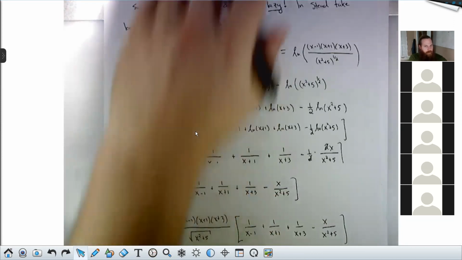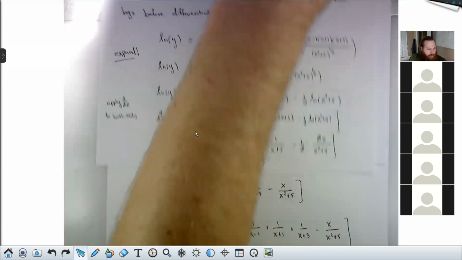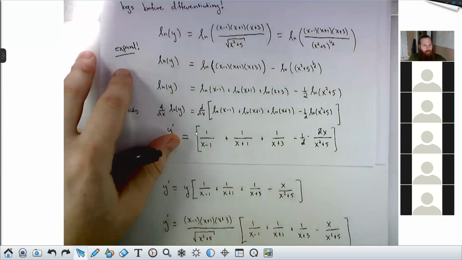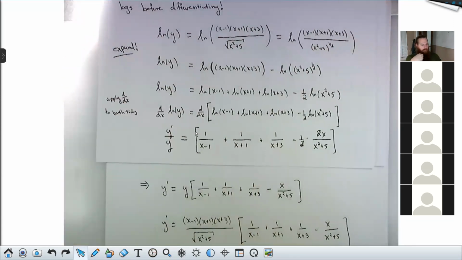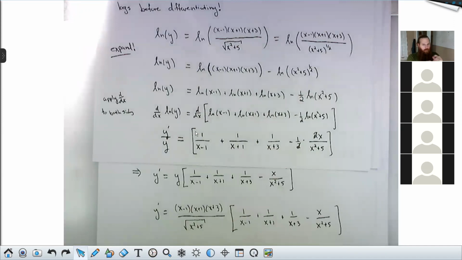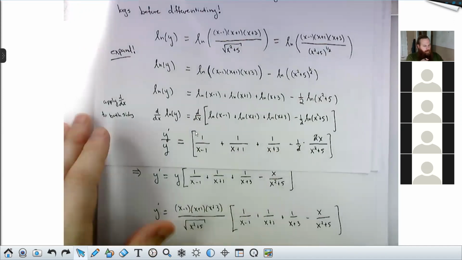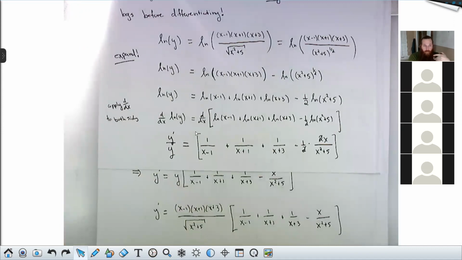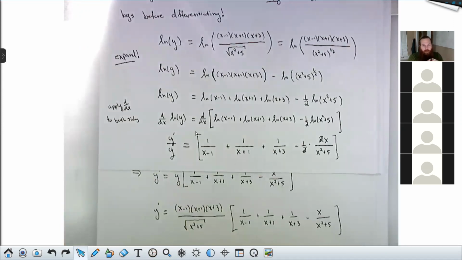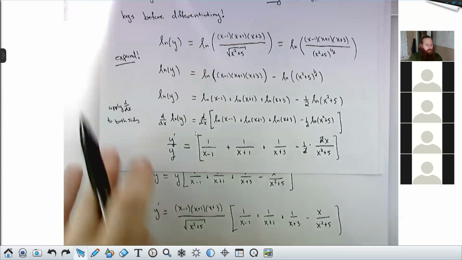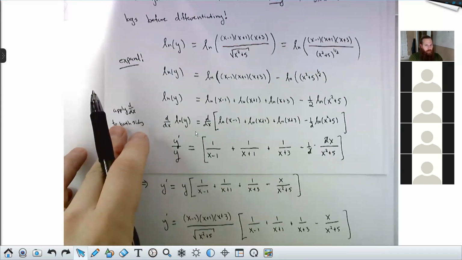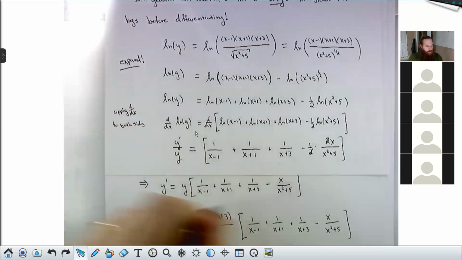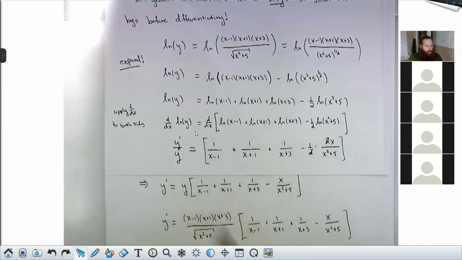So here was the process. We took the natural log of both sides, expanded everything as much as possible, then we differentiated implicitly. Then we had to multiply both sides by y to get y prime alone. And then since we wanted an explicit formula for y prime, we just had to plug back in for y. Nothing too bad.